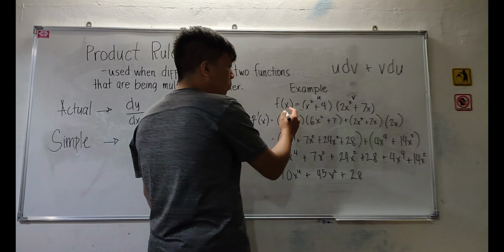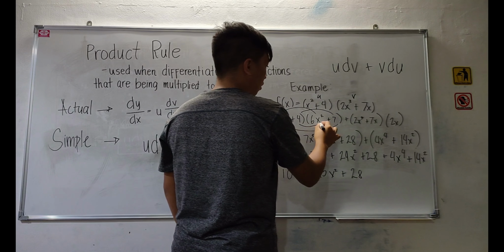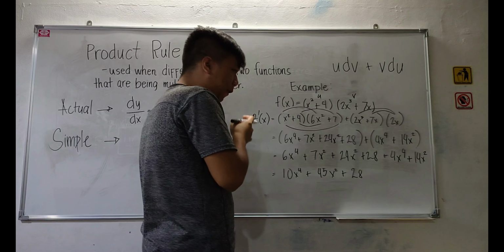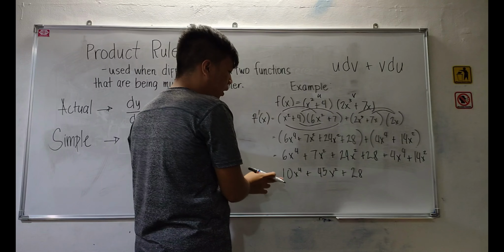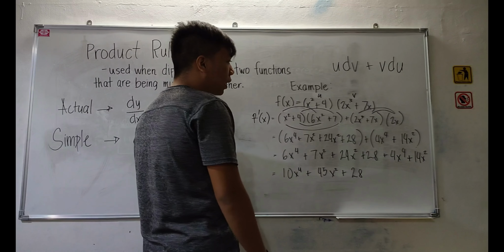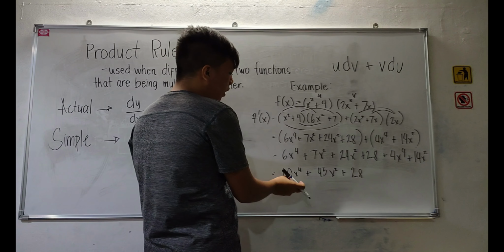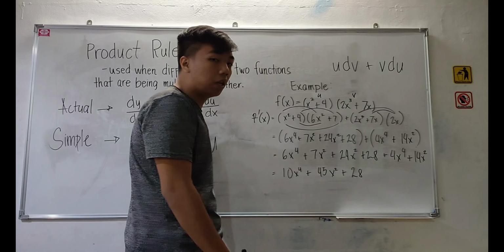Now we need to use the FOIL method, distribute this. Then, by deriving this answer, we need to combine the like terms, and here's our final answer. The derivative of the function x squared plus 4 multiplied to 2x cubed plus 7x is 10x to the 4th plus 45x squared plus 28.